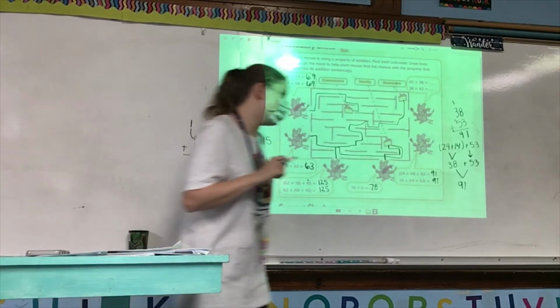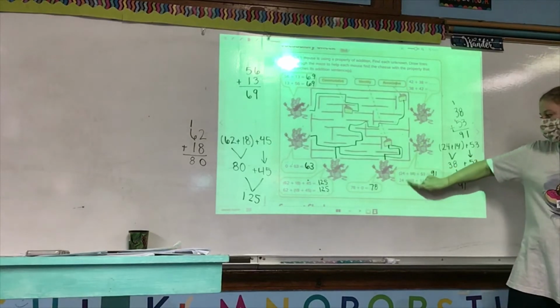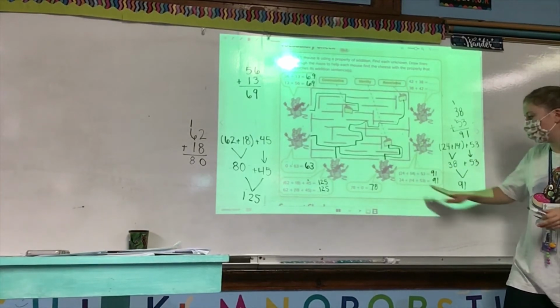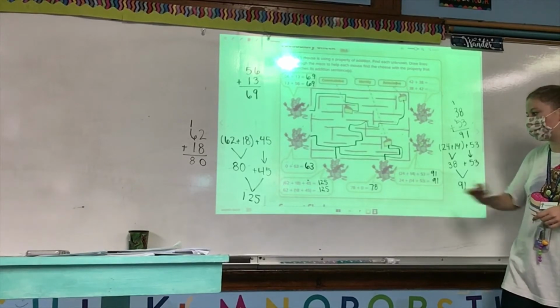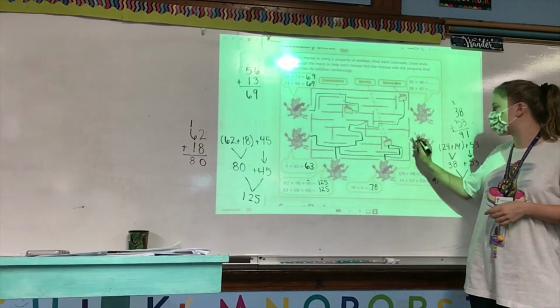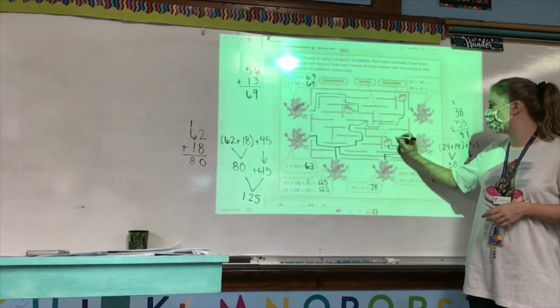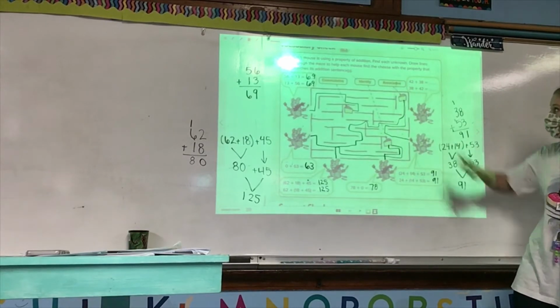Okay, now Victoria, let's go back to your problem. We know no matter what pieces of the problem are in a group, as long as we have the same addends, we're going to get the same answer. What property tells us that? Associative. So we need to make a line from our mouse with the yellow bib to the associative cheese.